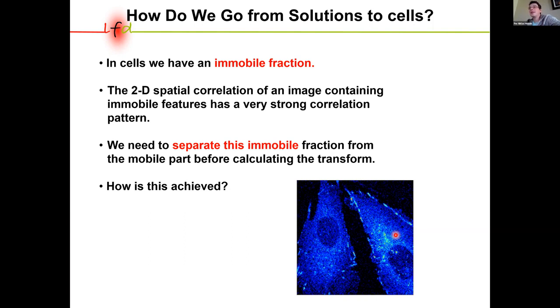Because otherwise, these spatial features of the cell will give you a strong correlation pattern that overshadows the pattern from the motion of the molecules that you actually want to measure. So how can we separate out this immobile fraction before doing the calculation?